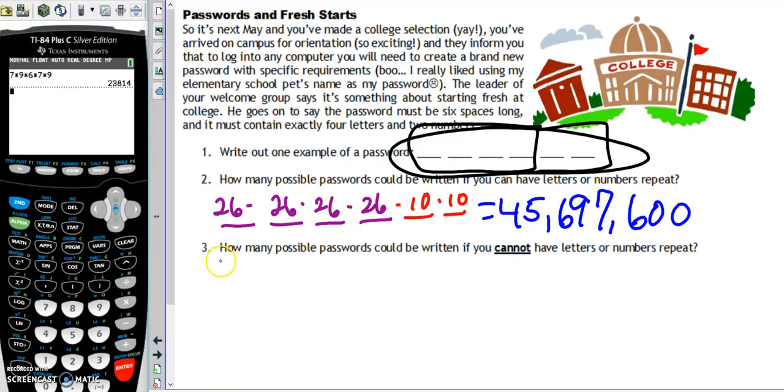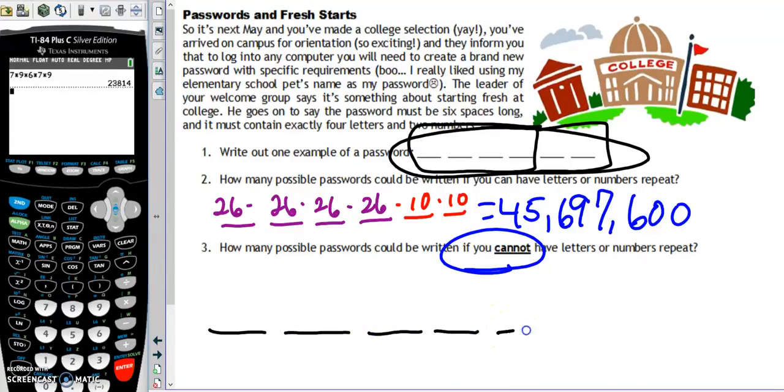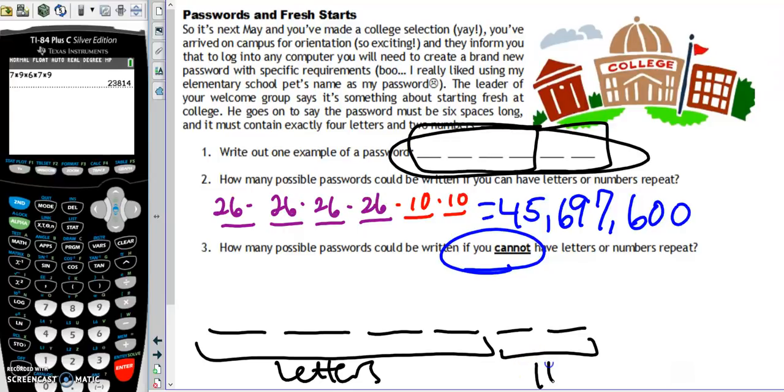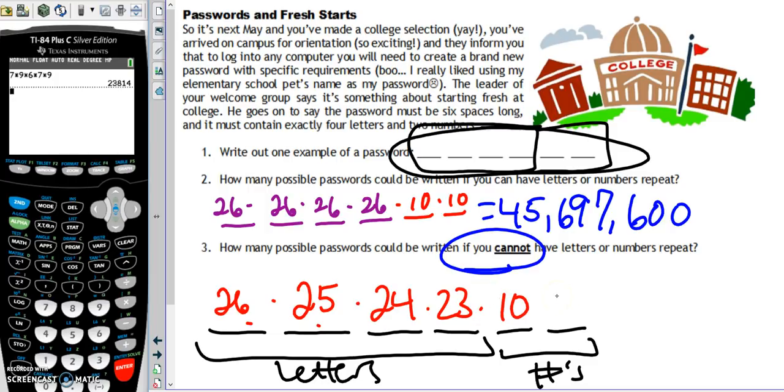Now, using the same example, but if we said that you cannot have repetition. So you still have to use 4 different letters and 2 different numbers. So these are our letters and these are our numbers. But in this case, whatever letter you choose, you cannot repeat that. So there are 26 letters you could choose the first time, but once you take that letter out, there are only 25 letters left in the alphabet. Now 2 different letters are gone, so there's only 24 left and then 23 left. And for the numbers, if you choose a digit the first time, there are 10 possible digits. Once you choose that digit, there are only 9 different digits left.